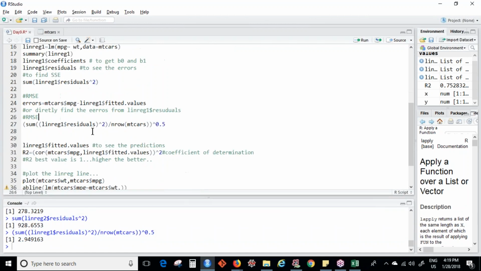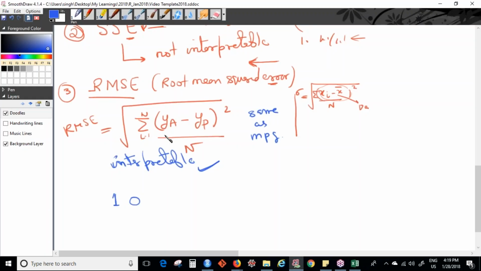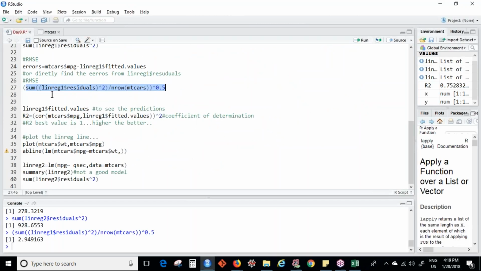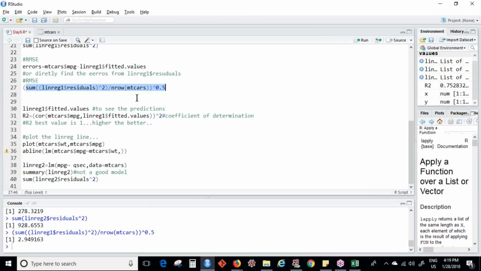Okay guys, is this clear? Is this formula clear? I have just implemented what I wrote here. So this is in maths, and I have written this in R now. First I have taken the error. I have squared it. Then I have divided it by the number of rows that I have, the n value here, and then I have taken the square root of everything. Clear guys?